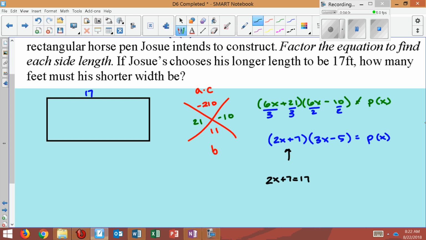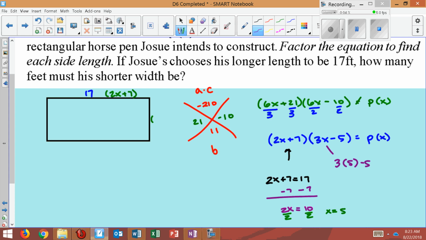Well, if I try to solve this, the first thing I would do is subtract the 7, and I would have 2x equals 10, and when you divide by 2, we find out that x equals 5. Now, if that's true, and this is the longer side, so again, I'm just assuming here that this is 2x plus 7, then this side needs to be less than 17 when we plug in the 5. Let's see. I plug in 5 here, and I would have 3 times 5 minus 5.